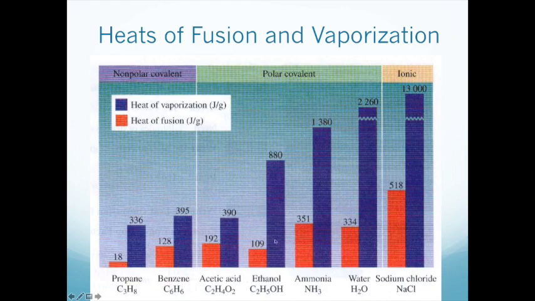Ethanol is kind of polar and has the ability to form hydrogen bonds. Ammonia has even more polarity and ability to form hydrogen bonds. Water is also quite polar and has the ability to form 2 hydrogen bonds per molecule. And then some ionic compound like sodium chloride has an incredibly high heat of fusion and an astronomical heat of vaporization because the molecules are bonded together by raw positive and negative charges.